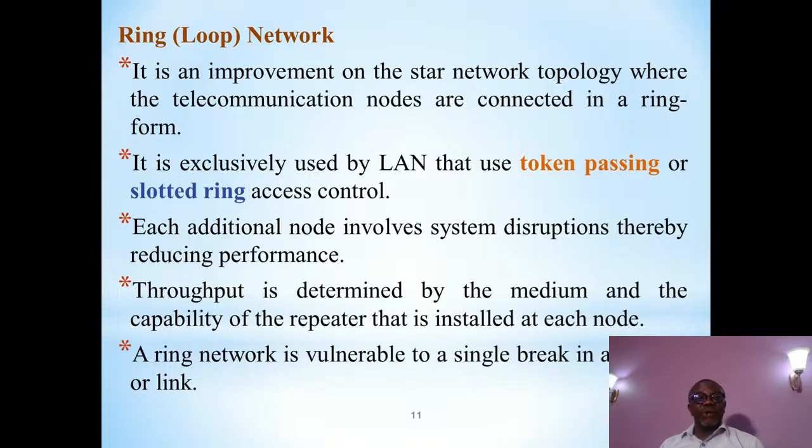In the ring network, each additional node involves system disruptions, thereby reducing performance. Because in the ring, if you want to add another node, you have to shut down the whole system to be able to do that. When you do that, you are reducing the performance of your telecommunication network. Throughput is determined by the medium and the capability of the repeater that is installed at each node.